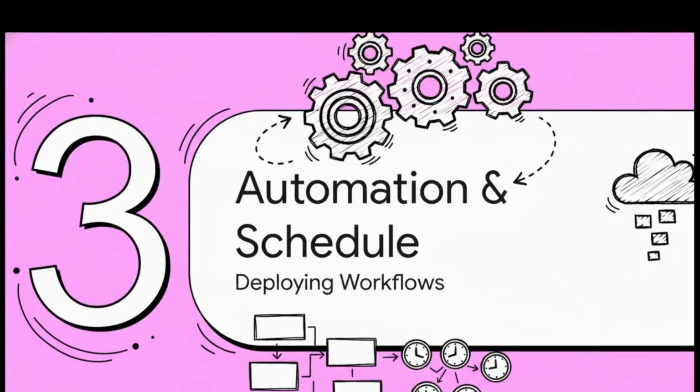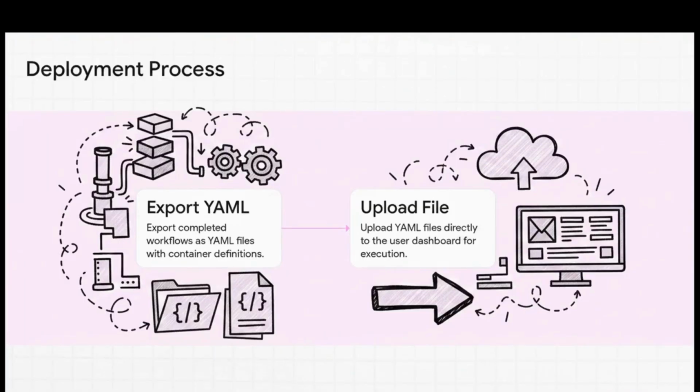All right, on to part 3, automation and scheduling. Let's talk about how we actually deploy these powerful workflows. Let's see how this builds out, because the deployment process is remarkably straightforward. Step 1, you just export your completed workflows as YAML files. These files conveniently pack all your container and dependency definitions right in there. Step 2, upload those YAML files straight into your user dashboard. And honestly, that's it. Your workflow is live and totally ready for execution.